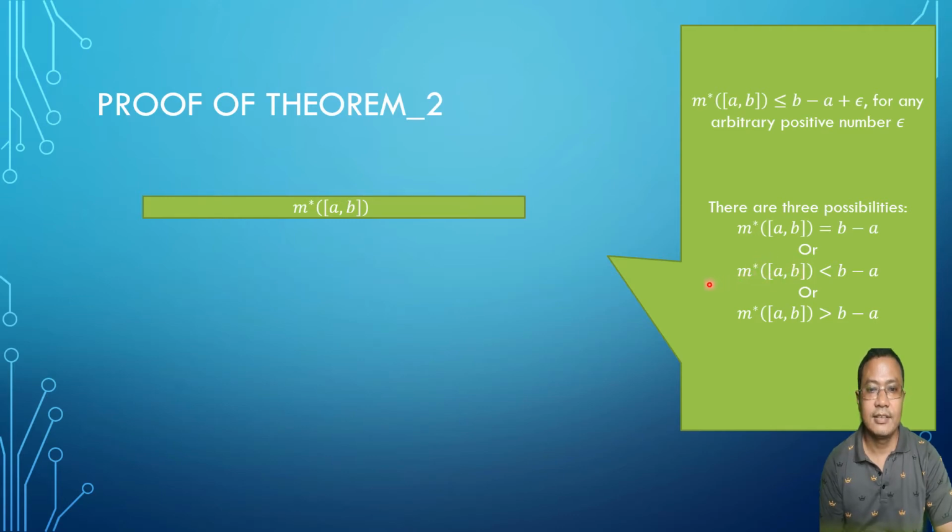Alright, but in the last case, suppose m star [a, b] is greater than b minus a. That means this is greater than this one. But if you add this much epsilon here, obviously this length is still less than this one. That means this inequality fails to be satisfied when m star [a, b] is greater than b minus a.